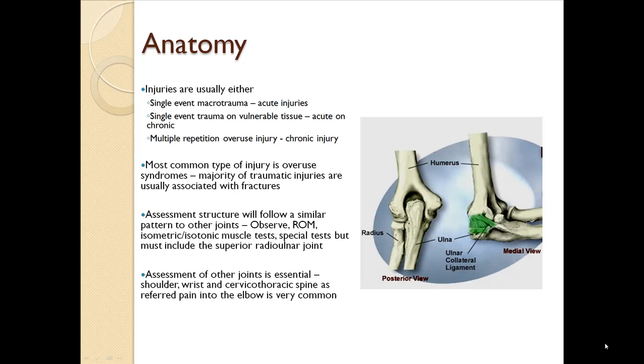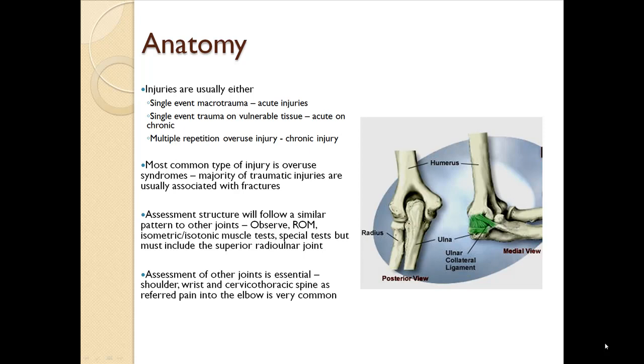We can get single event trauma on vulnerable tissue, so for example you might have somebody who's got a degraded common extensor origin, and they go off and they play tennis in the wet, and they hit a heavy wet ball, and that suddenly causes failure of the common extensor origin. Or it can be, which is very common, a multiple repetition overuse injury. So things like tennis elbow, golfer's elbow, they're the common types of injuries that we see. The most common injuries that are identified at the elbow are overuse syndromes.